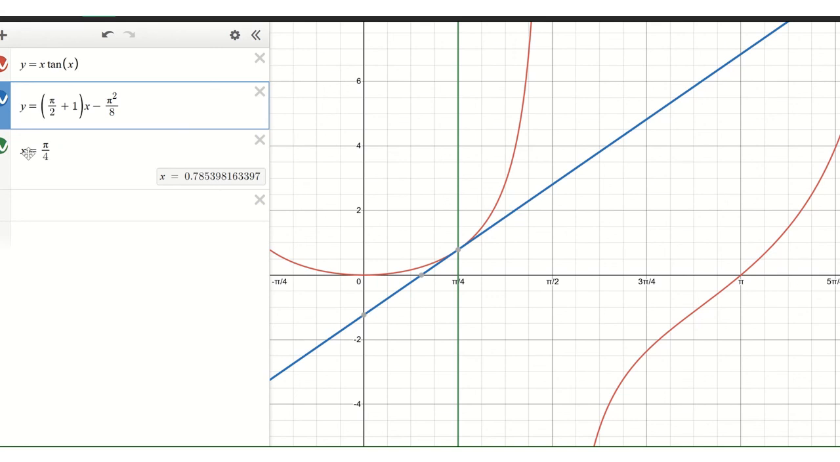Perfect. And we can see where x equals pi over 4 crosses right here. So this right here, you can see, is the equation of the tangent line at pi over 4 of y equals x times tangent of x.